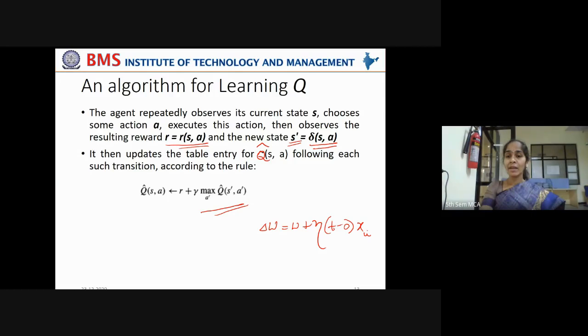In the same way, like this perceptron training rule, you will have an updation rule to update the Q value. That is nothing but how the Q cap of SA is updated. It is the immediate reward encountered in that particular step plus discounted value multiplied by the maximum accumulated reward value for moving from state S to S dash by taking an action A dash. That is given as the new value to be updated into the table, Q cap of SA.